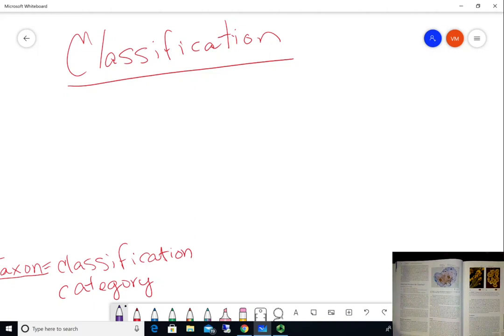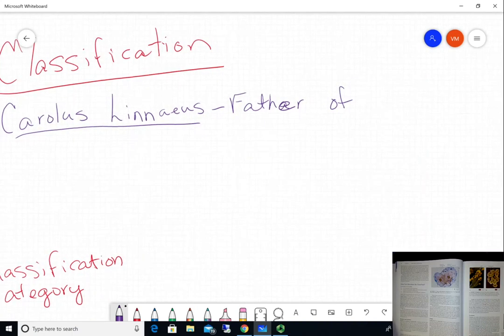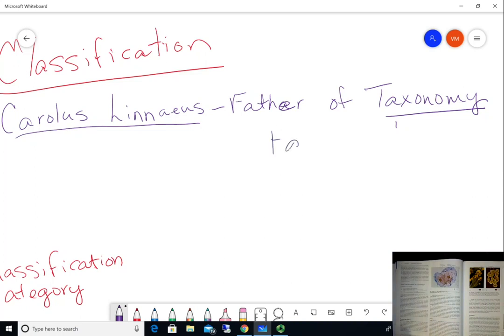And a guy by the name of Carolus Linnaeus, this is all on page 4, came around and he discovered classification. He didn't discover classification. He is the one that originally came up with classification. So we call him the father of taxonomy. Why? Because taxonomy is classification. So he came up with our taxonomic system. So therefore, he's the father of taxonomy, which is the study of classification.